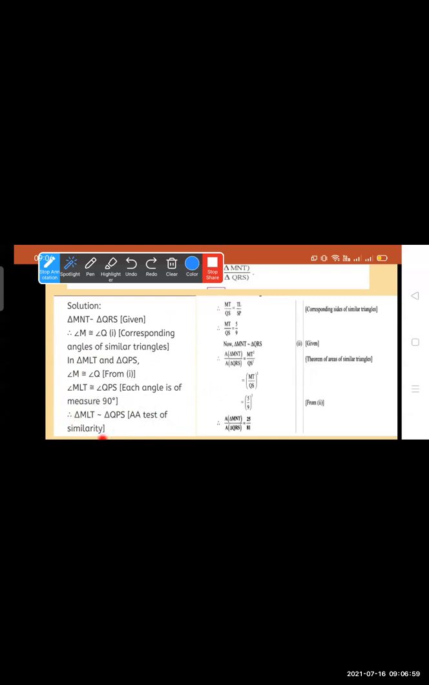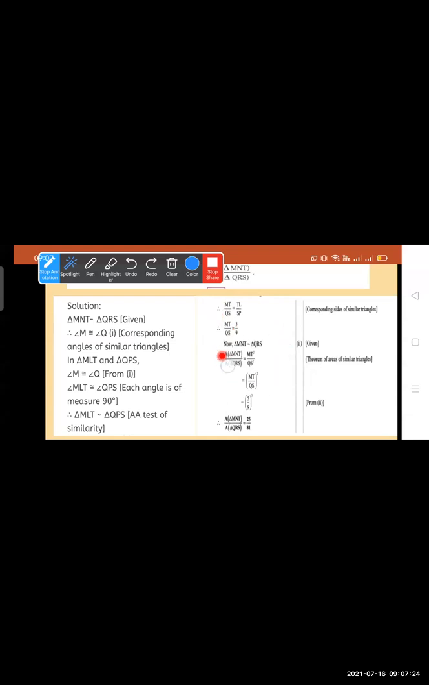If these triangles are similar, then their corresponding sides are in proportion. So we write MT by QS is equal to TL by PS. But MT by QS, that is the altitude, has the value 5 by 9. So this is another condition.